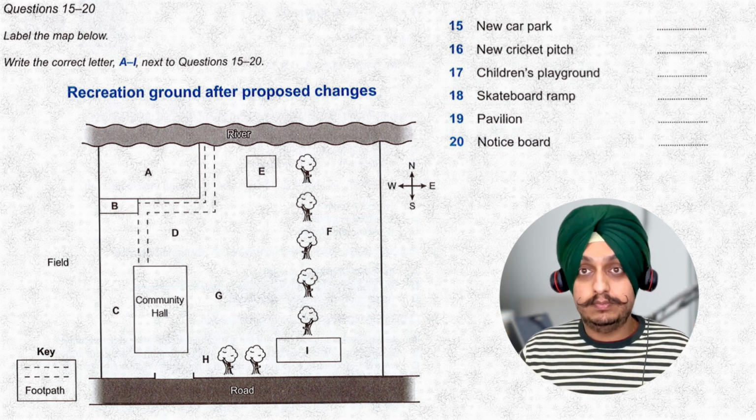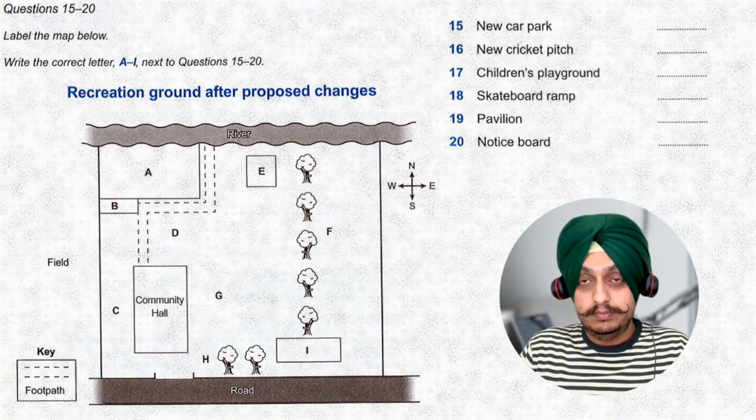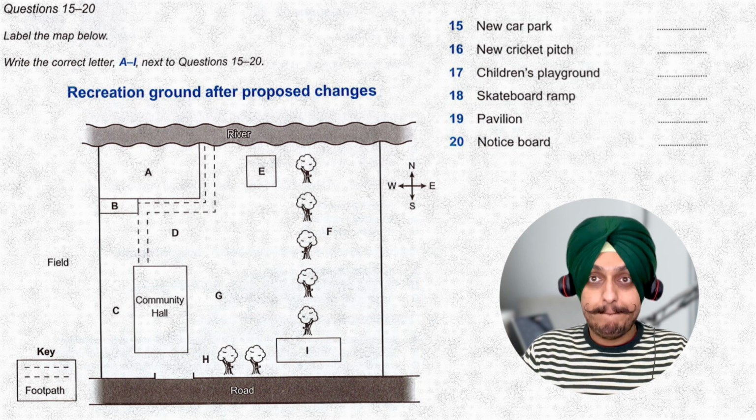The pavilion is very well used at present by both football players and cricketers. It will stay where it is now, to the left of the line of trees and near to the river, handy for both the football and cricket pitches. And finally, we'll be getting a new notice board for local information, and that will be directly on people's right as they go from the road into the recreation ground.